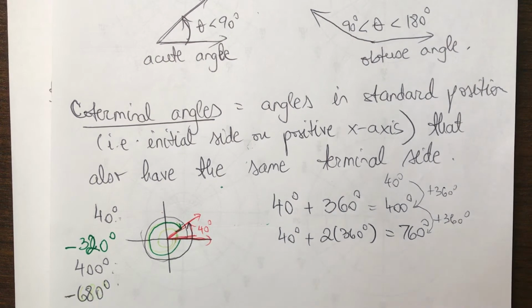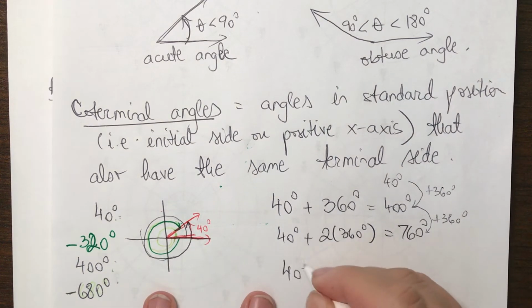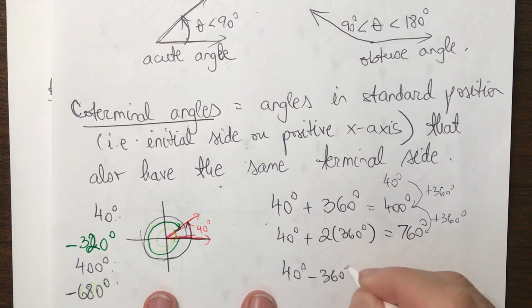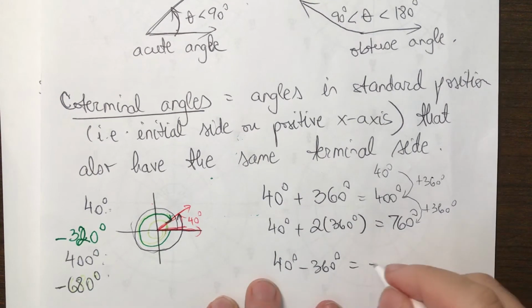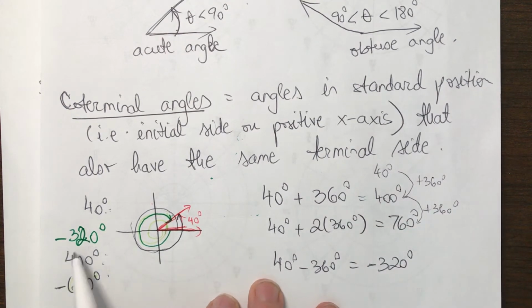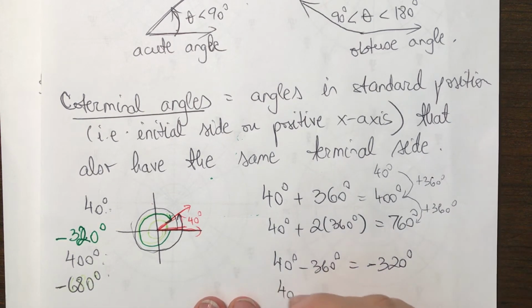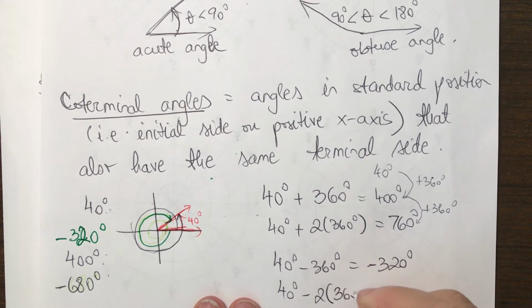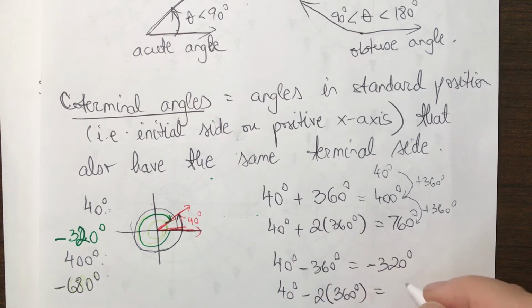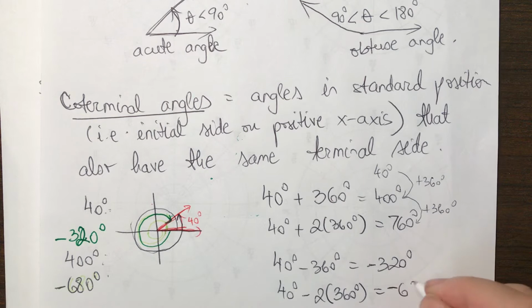Or what else could I do? If I go in a negative direction, I can minus 360. So as you see, 40 minus 360 is the negative 320 degree angle that we got, yes? What if I go another 360? So I minus 2 360s, go 2 full rotations around, okay? So that's negative 720 plus 40, that's negative 680.